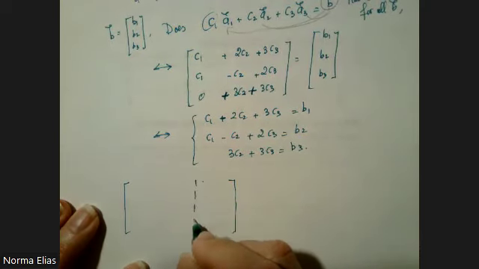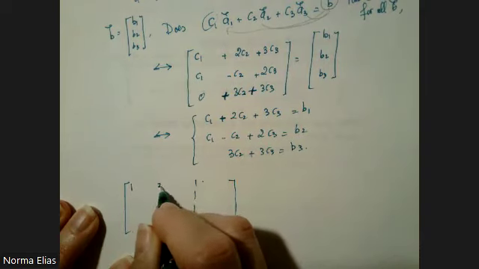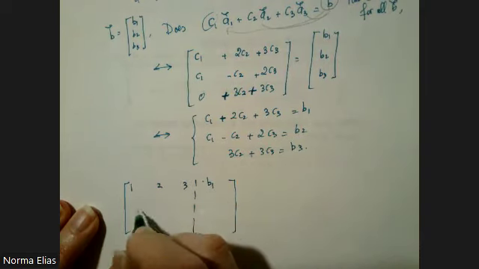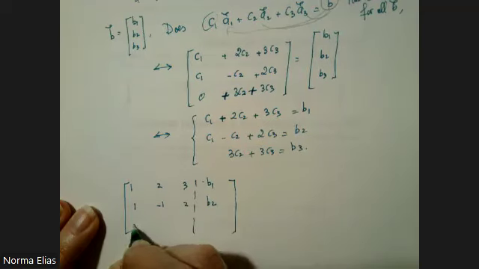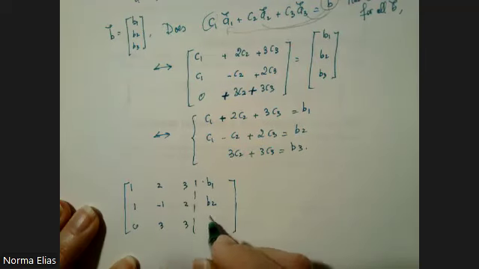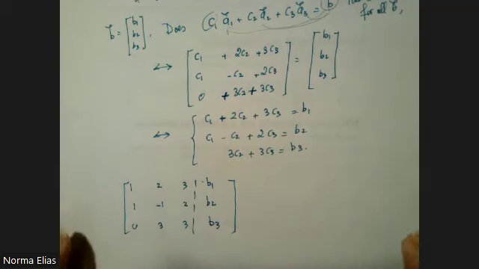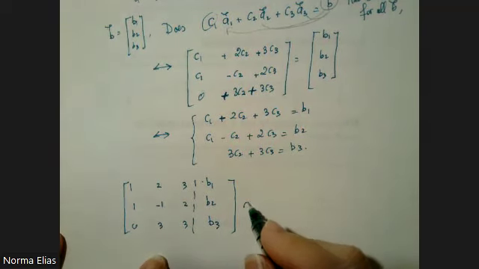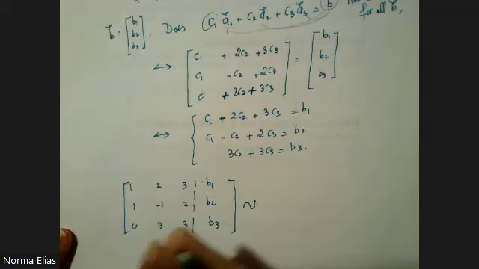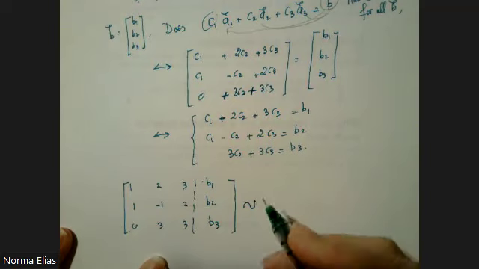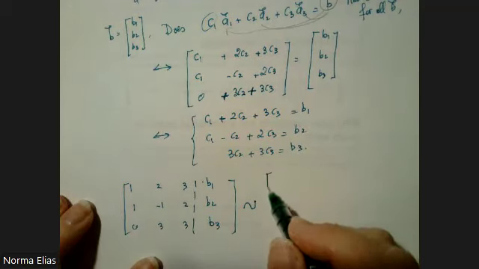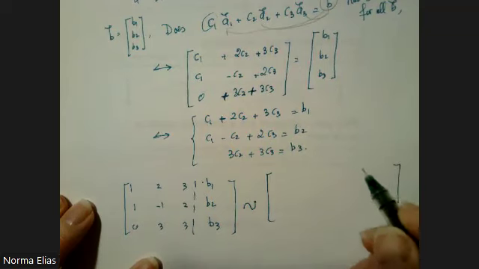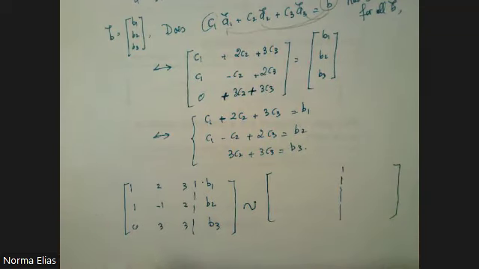So I write this augmented matrix: 1, 2, 1, B1; 1, minus 1, 2, B2; 0, 3, 3, and B3. And now I solve. So what do I get? Did I do this before? I think that's the one I did. No. So I have to solve. And I actually don't know if I can solve it all the time.